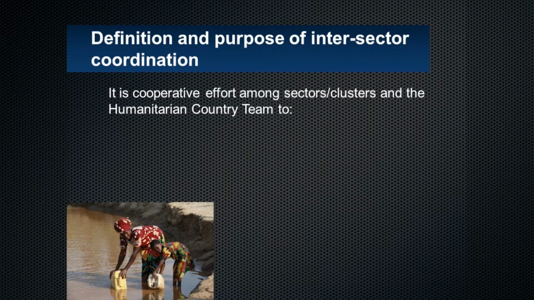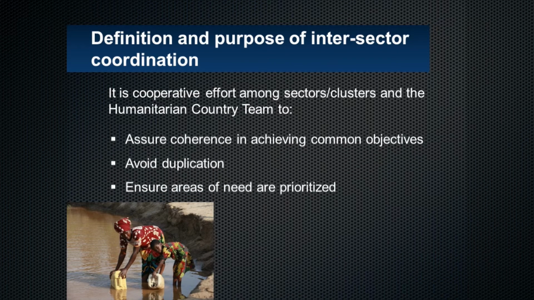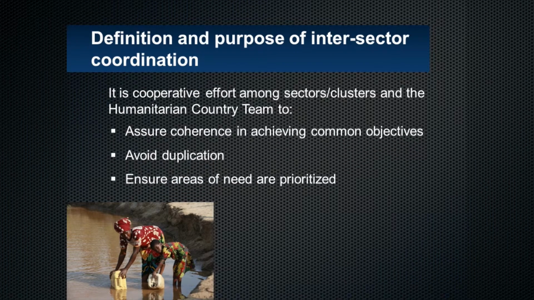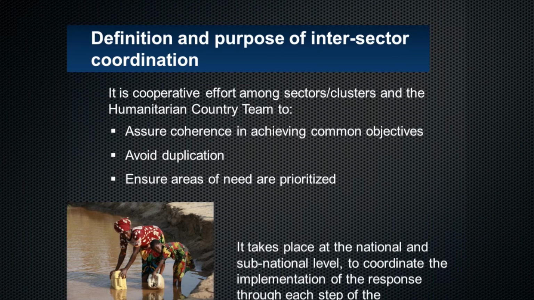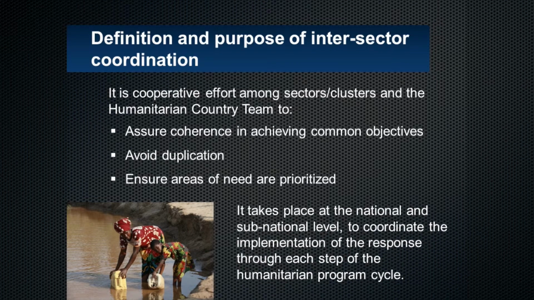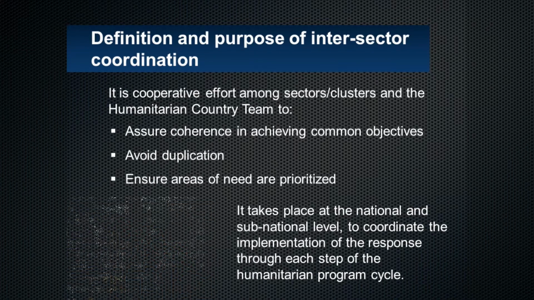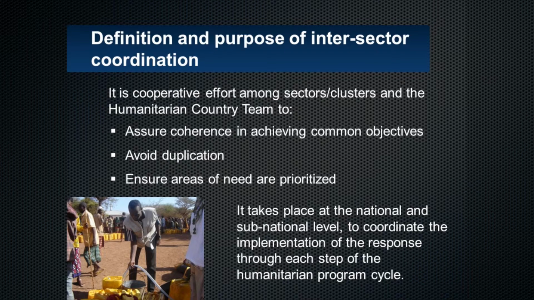Intercluster coordination is a cooperative effort among sectors or clusters and the humanitarian country team to assure coherence in achieving common objectives, avoiding duplication and ensuring areas of need are prioritized. Intercluster coordination takes place at the national and subnational level to coordinate the implementation of the response through each step of the humanitarian program cycle. Guided by the humanitarian country team, intercluster coordination provides a platform for clusters to work together to advance the delivery of assistance to affected people effectively and efficiently.